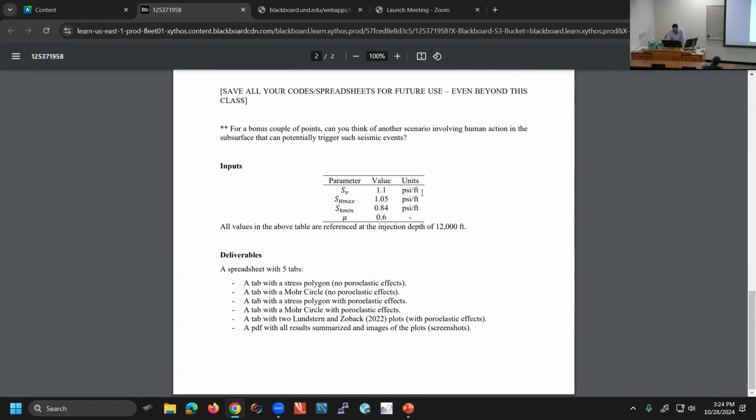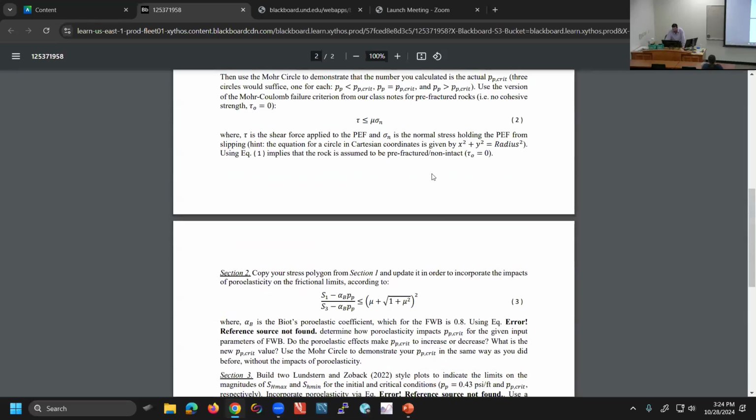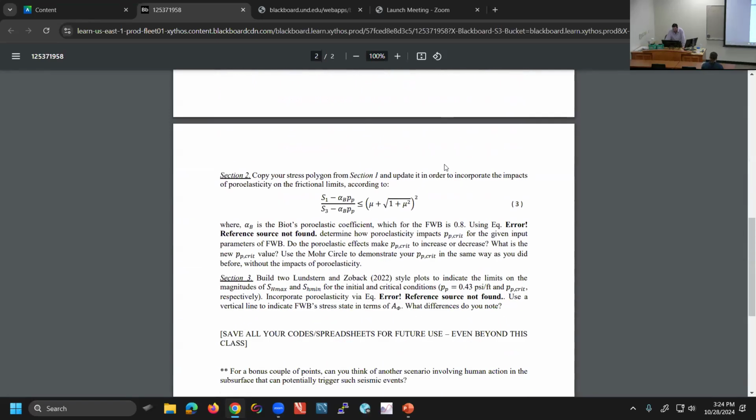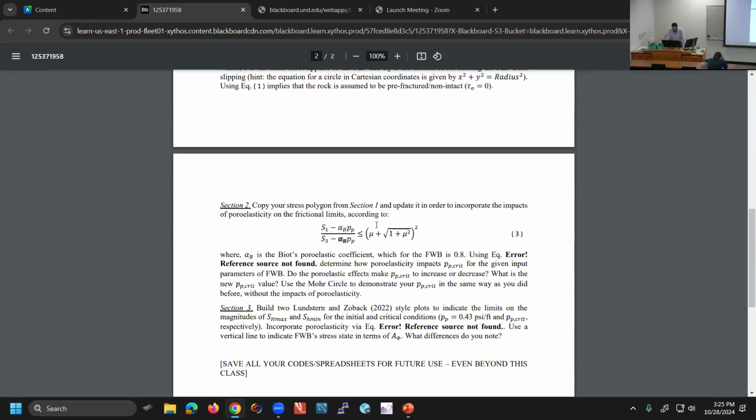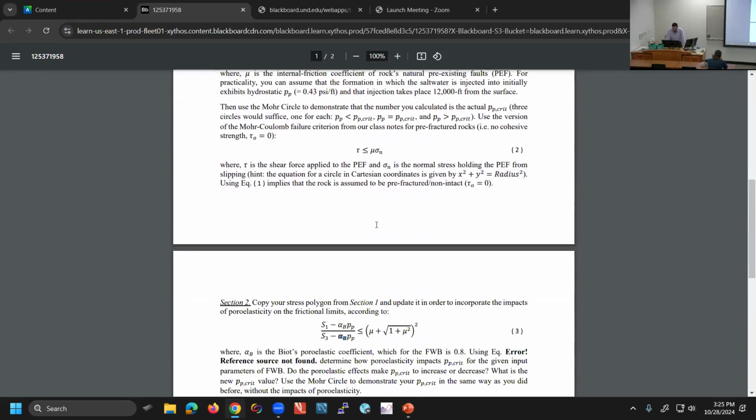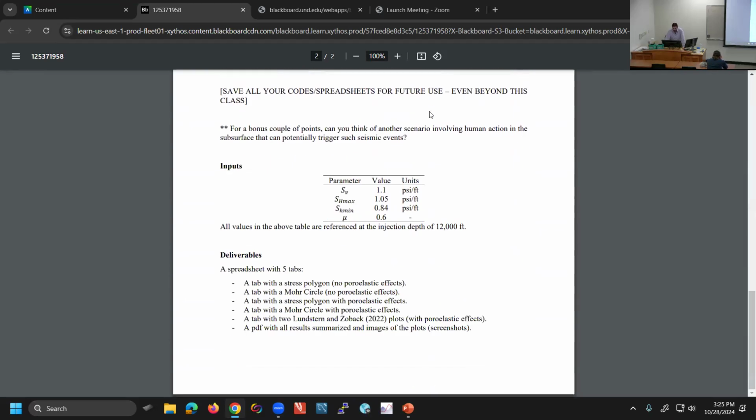Just don't get tricked. Remember, SV is 1.1 now, not 1. Poroelasticity is 0.8, and it's very easy to incorporate. You see? And obviously, logically, PP crit would be higher than 0.43, right? Yeah, because you need to inject to get these earthquakes.